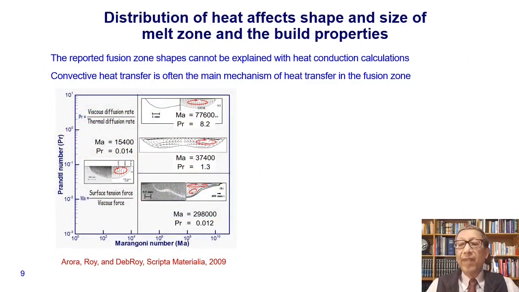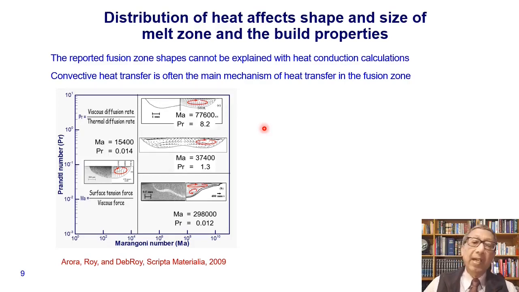During additive manufacturing and welding, most of the heat is carried by the liquid metal within the melt pool, and therefore the flow of liquid metal affects the shape and size of the fusion zone, and therefore the build properties or weld properties. If we ignore the flow of liquid metal, then of course our temperature calculations would be completely wrong, because the majority of the heat transfer occurs by convective flow.